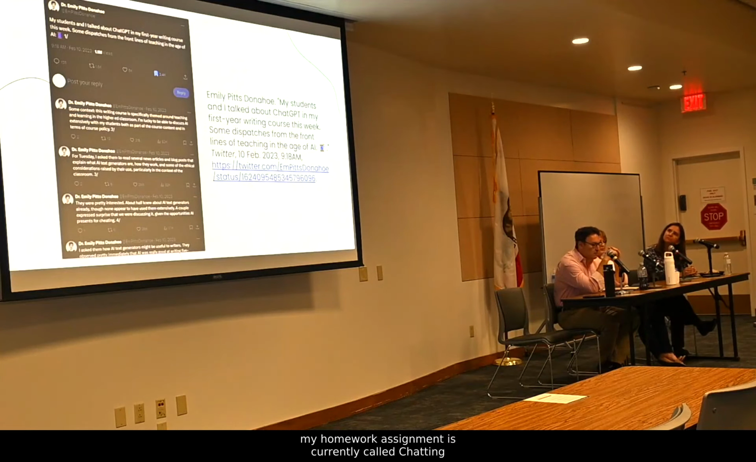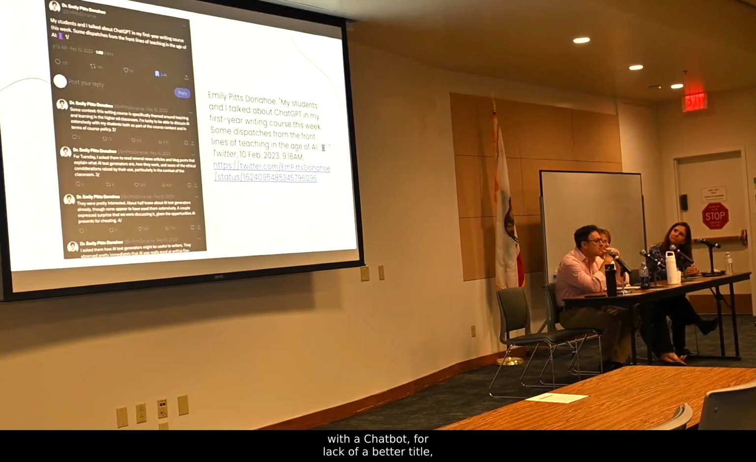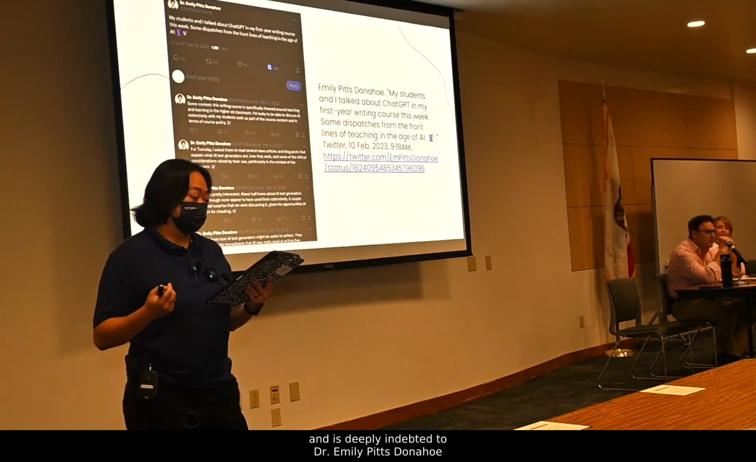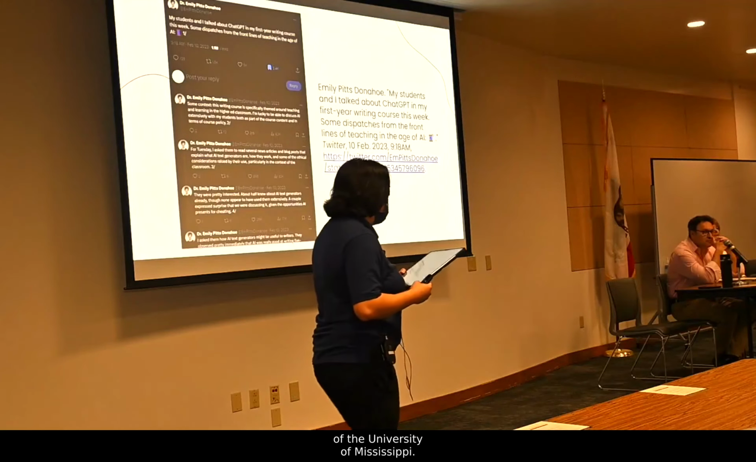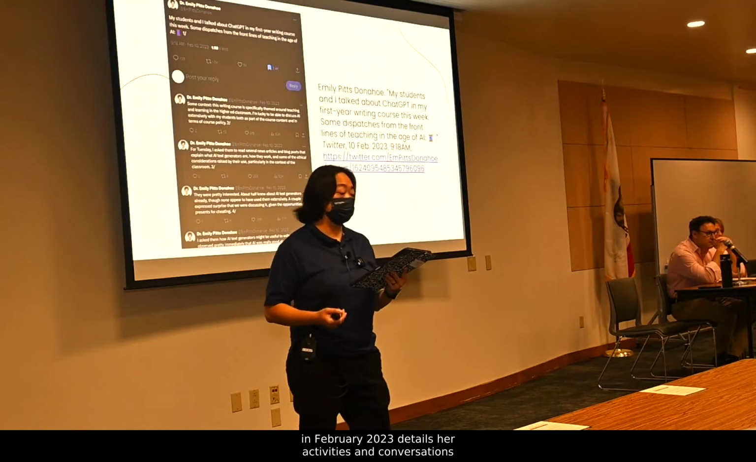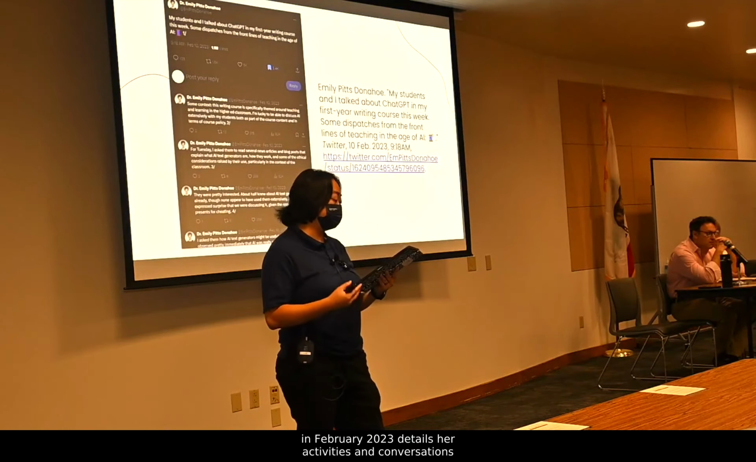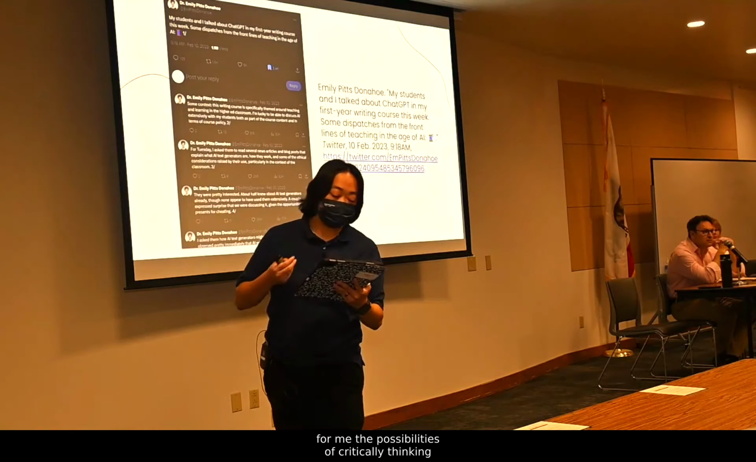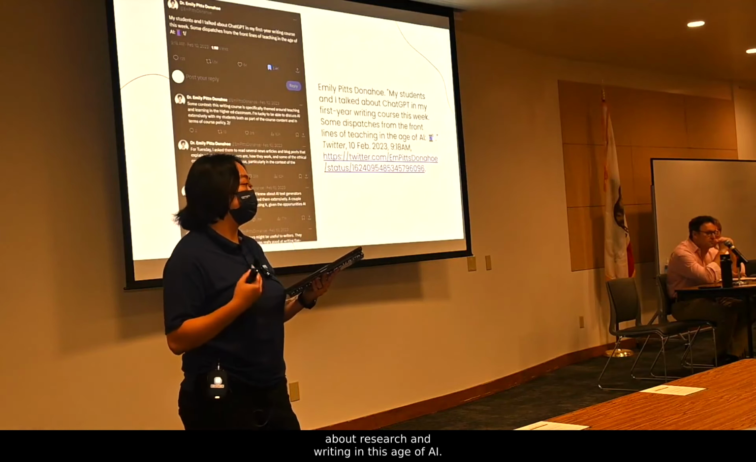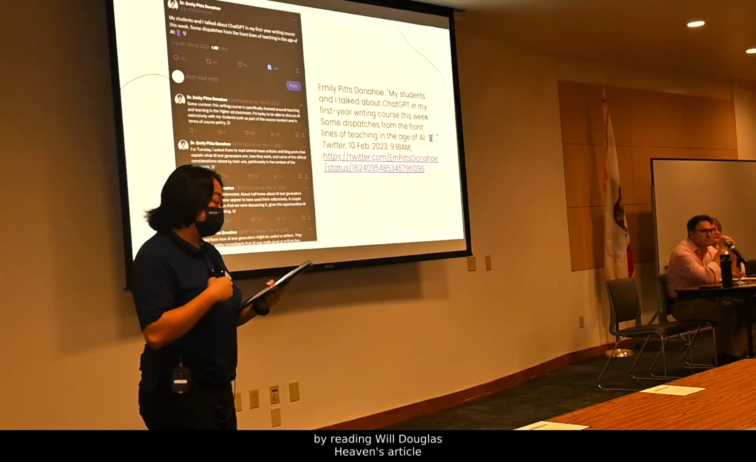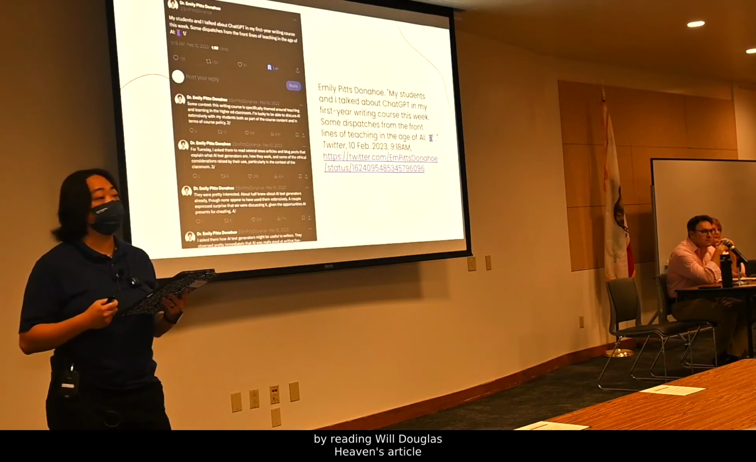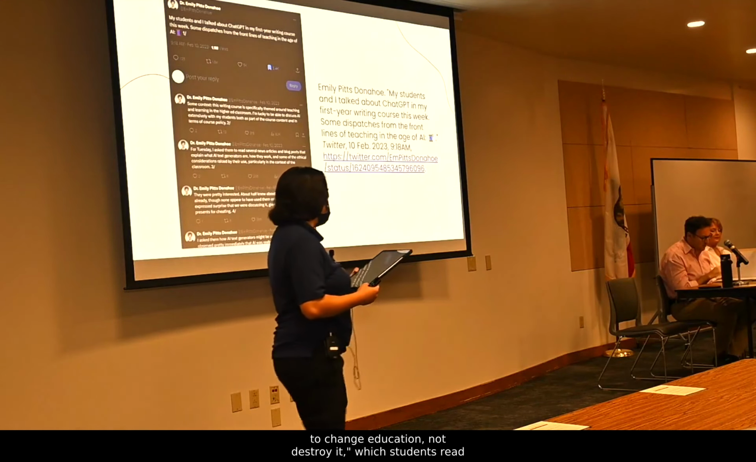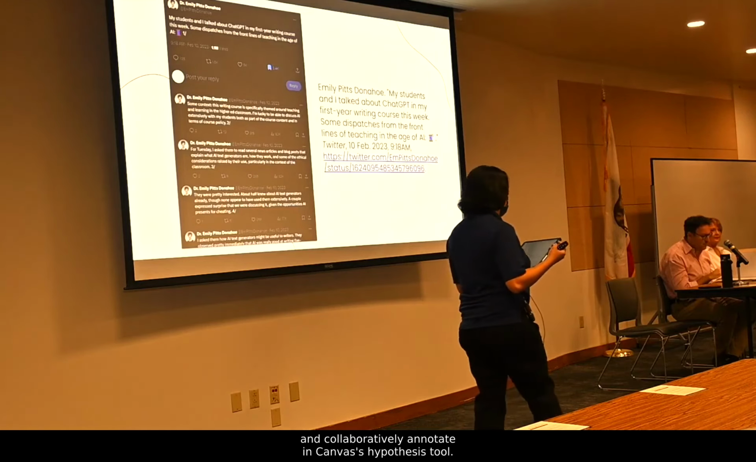second activity, my homework assignment is currently called Chatting with a Chatbot, for lack of a better title, and is deeply indebted to Dr. Emily Pitts Donahoe of the University of Mississippi. Donahoe's Twitter thread in February 2023 details her activities and conversations in her first year writing classroom, which models for me the possibilities of critically thinking about research and writing in this age of AI. Students begin in my class by reading Will Douglas Heaven's article in MIT Technology Review called ChatGPT is Going to Change Education, Not Destroy It, which students read and collaboratively annotate in Canvas's hypothesis tool.